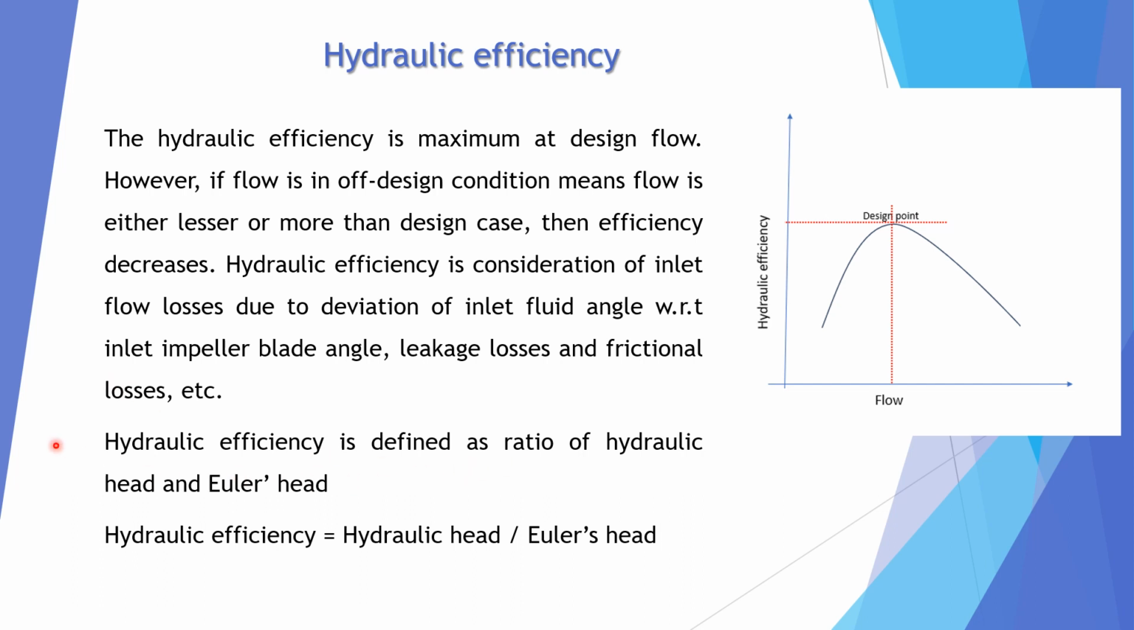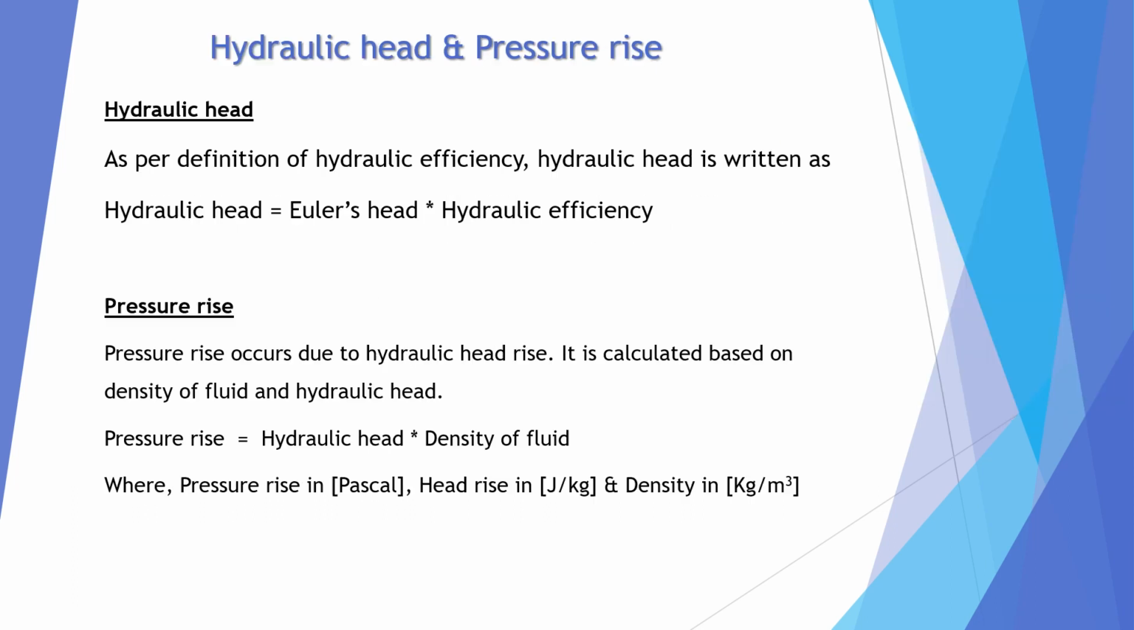So hydraulic efficiency is defined as the ratio of hydraulic head and Euler head. Hydraulic efficiency is hydraulic head divided by Euler head. Now, since we know the hydraulic efficiency, we can calculate hydraulic head and pressure rise. As per the definition of hydraulic efficiency, hydraulic head is equal to Euler head into hydraulic efficiency. Now pressure rise.